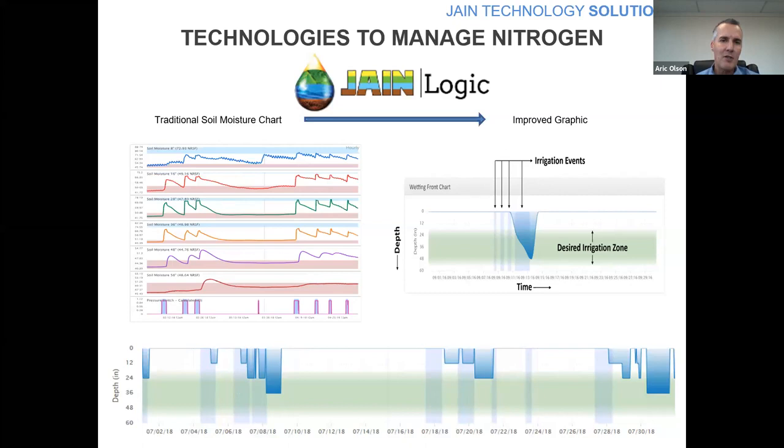So Jane Logic with soil moisture sensing and the software our team has developed makes it very easy to get the timing of irrigations right, so that you get water and fertilizer right in the middle of that root zone, that you don't push water and fertilizer past the root zone, and you make sure you get it to the root zone. That's technology in use today, and we have many Jane Logic customers doing a phenomenal job managing water and nutrients in this manner.